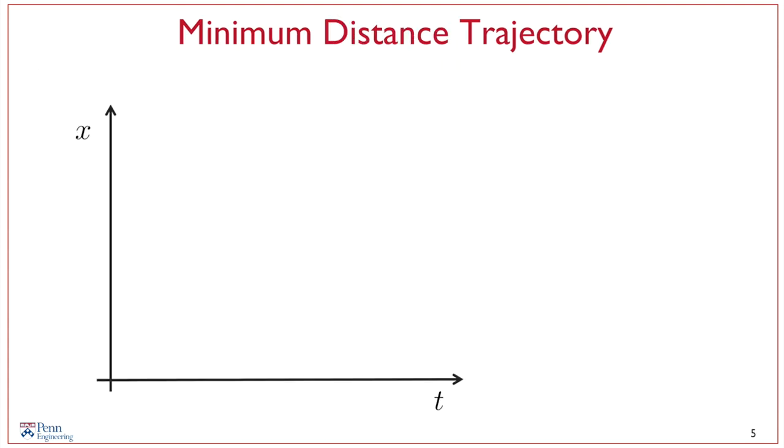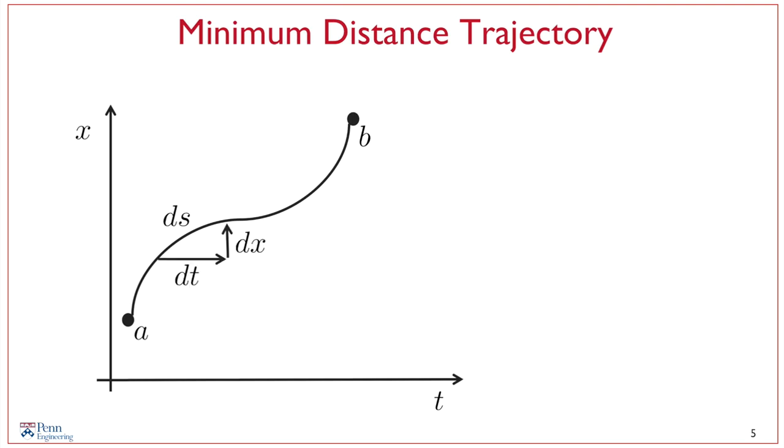Now, let's find the minimum distance trajectory. Given 2 points, A and B, we want to find the trajectory that is the shortest in total length. We can find the length of a trajectory between A and B by integrating infinitesimal segments ds along the curve. Each infinitesimal segment ds has a corresponding change in t, dt, and a change in x, dx.